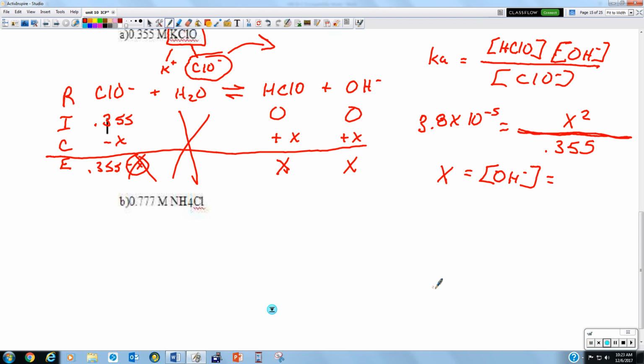I got 3.18 times 10 to the negative 4. Let me verify my answer as well. So, did I say 3.8? It's 3.5 times 10 to the 8, not 3.8. 3.5 times 10 to the 8. I just inverted some numbers.